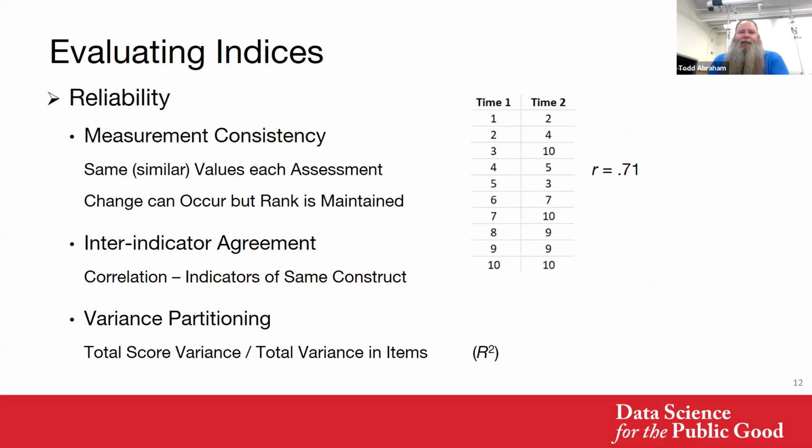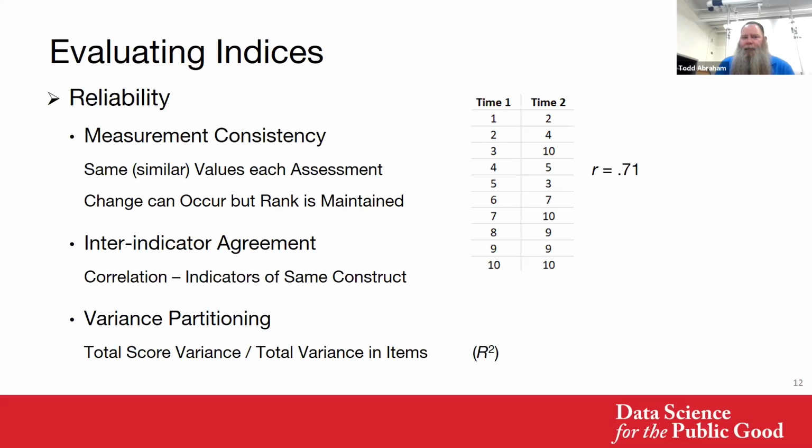In terms of consistency then, once you've created an index, what do you do? You evaluate it. The key part about all of this is to come up with an index that has some evidence behind it being useful. There are 2 key components of evaluating indices. The first one we'll talk about is what's called reliability. And reliability is exactly what it sounds like: how consistent is the measure?